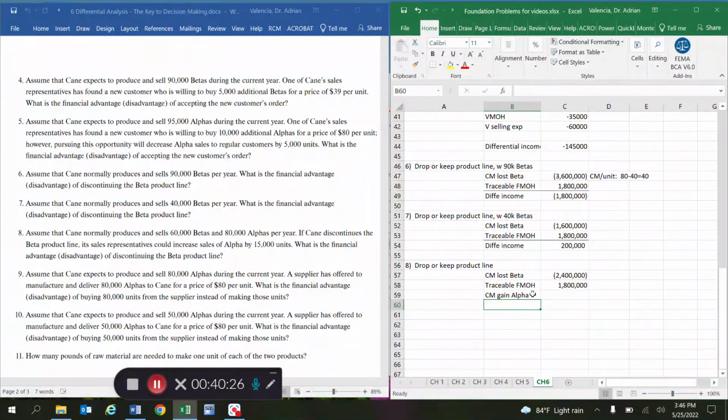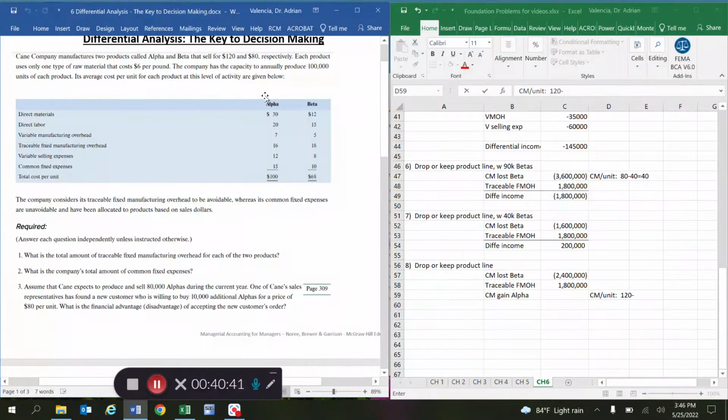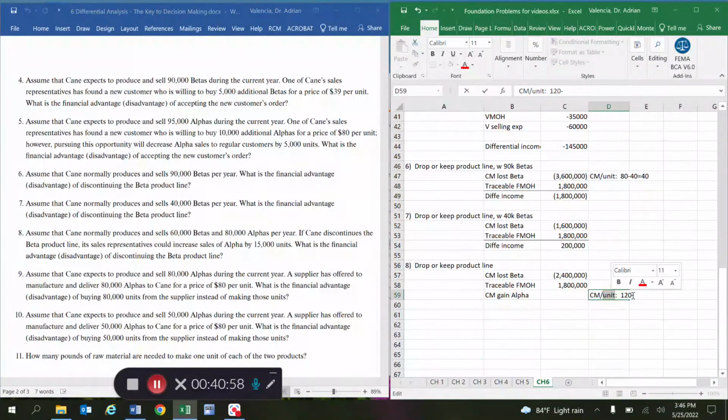Okay, so the contribution margin for alphas, which I haven't done yet here, the contribution margin per unit is a sales price of 120 minus all the variable costs. So when we get up here, it's 120 each. Variable costs are 30, 20, that's 50, 57, and one more here, which is 12, so that's $69. So that'll be the variable cost that we consider. So minus 69 gives us 51.